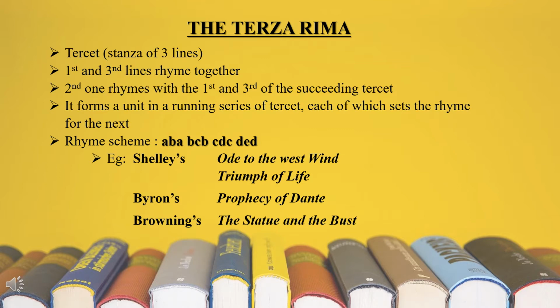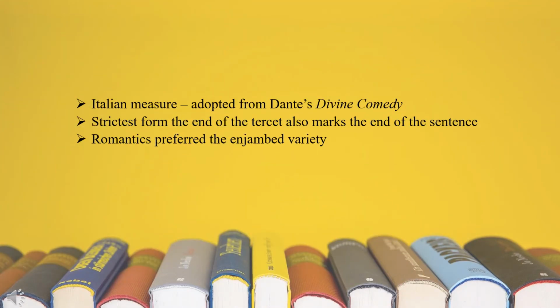You can see terza rima in the works of Shelley in 2 works, Ode to the West Wind and Triumph of Life, and Byron's Prophecy of Dante and Browning's The Statue and the Bust. This Italian measure is adapted from Dante's Divine Comedy, and the strictest form of tercet ends with a full stop at the end of the sentence, but the Romantics preferred the enjambed variety.